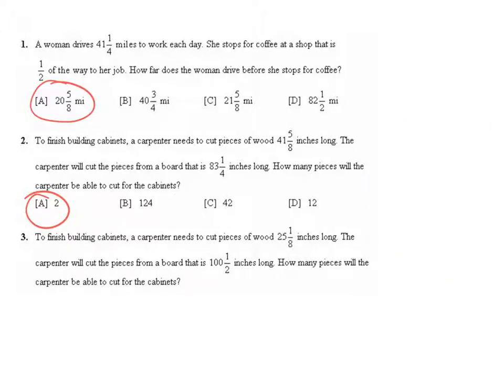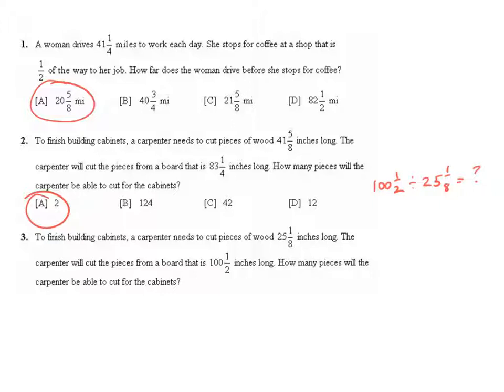Problem 3 is basically an identical problem. It just has different numbers. So this time the length of our board is 100 1/2 inches long, and we're trying to cut pieces of wood that are 25 1/8 inches long, and we're trying to figure out how many pieces this carpenter will be able to cut to build cabinets.